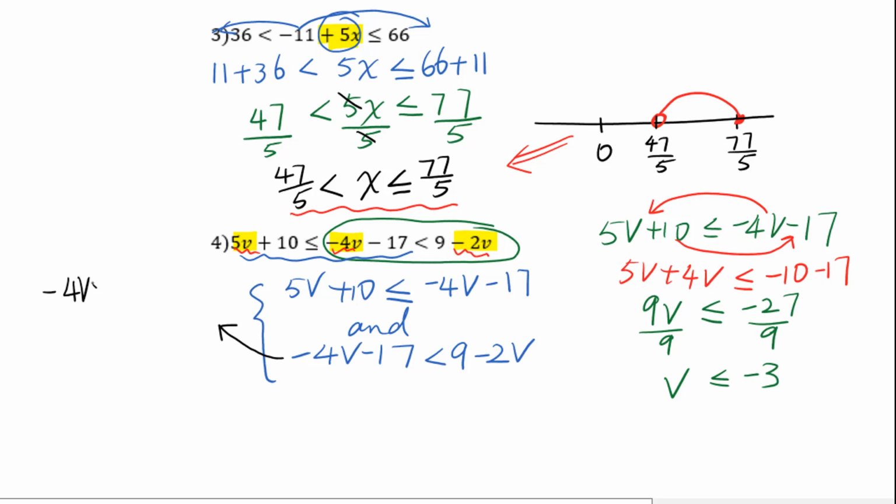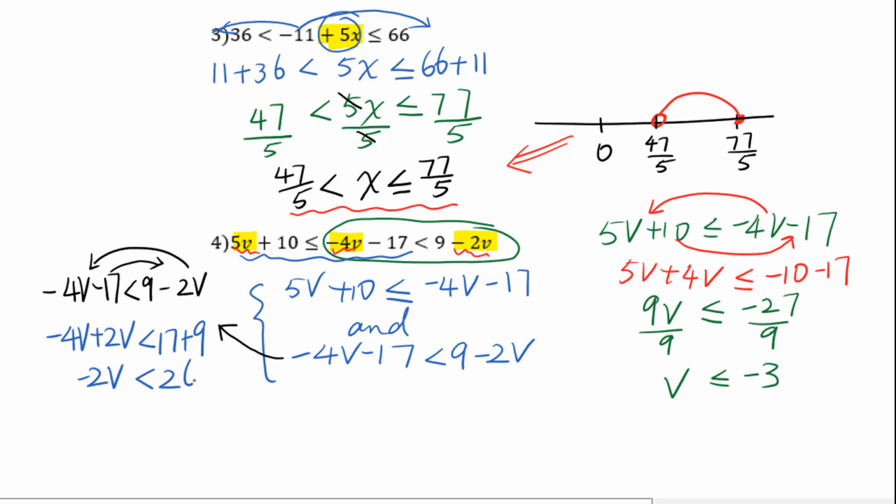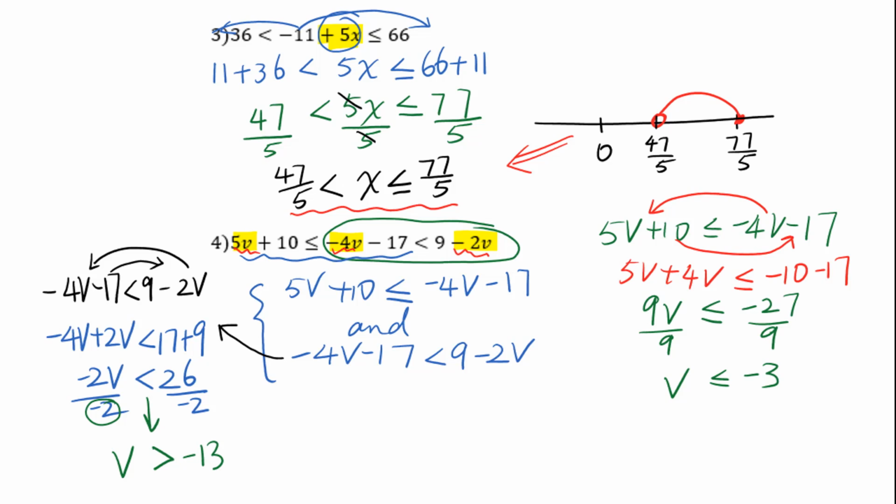Negative 4v minus 17 less than 9 minus 2v. Cross the river, change the sign. You will get negative 4v plus 2v less than 17 plus 9. So we have negative 2v less than 26, divided by negative 2 on both sides. We need to switch the symbol because we divided by negative 2. Then v greater than negative 13.